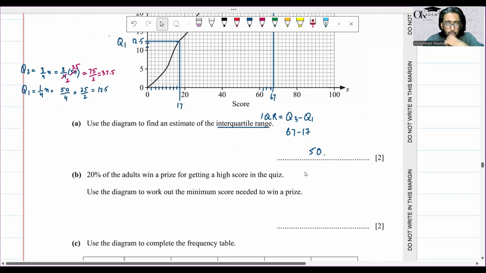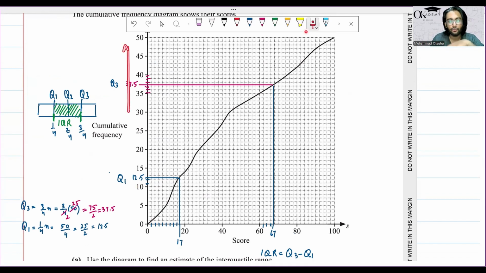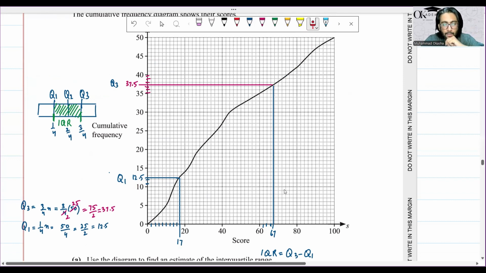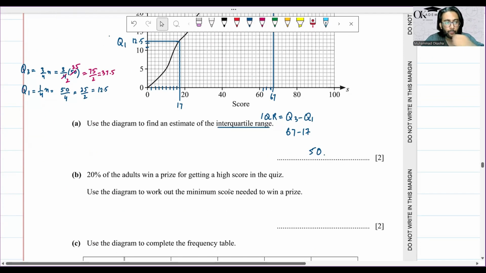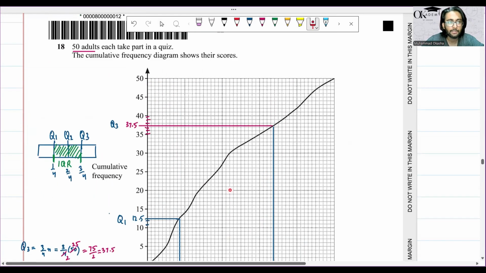20% of the adults win a prize for getting a high score in the quiz. Use the diagram to work out the minimum score needed to win the prize. Okay, so think about this for a while. Look at this diagram. You can see that as the frequency is increasing, the score is also increasing, right? So 20% of the adults win a prize for getting the high score, which means we're talking about the last 20 individuals.